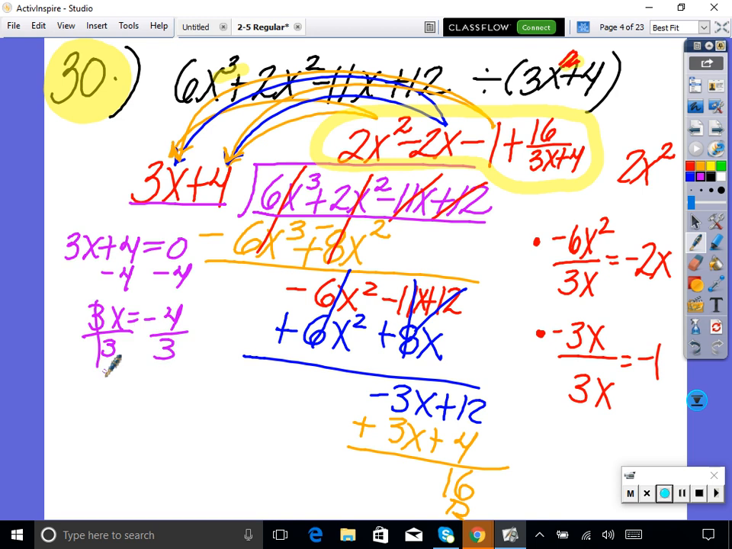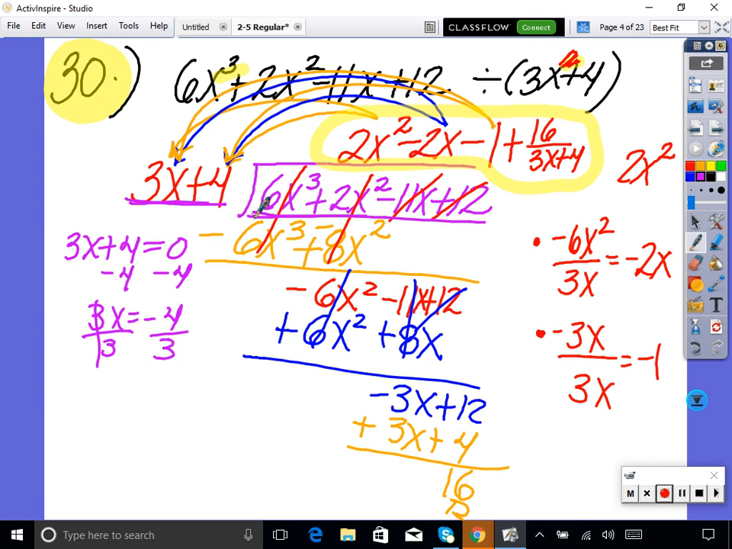Is negative 4/3 the solution of this polynomial? No. If that's not a factor, then that's not a solution. Do we understand what's going on here? I can't tell. If that's not a factor, then that's not a solution. Well, there's solutions, it's just not negative 4/3. Does that make sense?